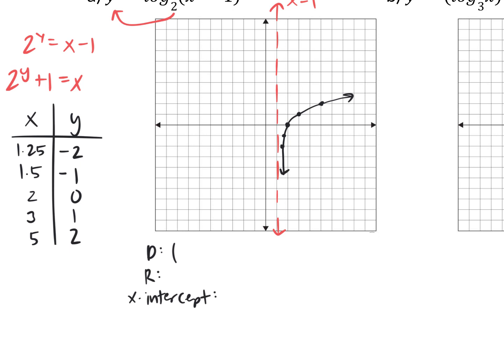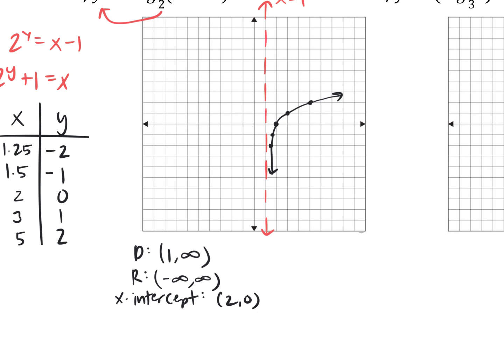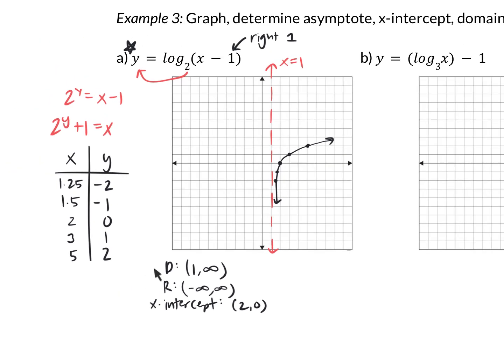So what is my domain going to be? 1 to positive infinity. My range, -infinity to infinity, and my x-intercept would be at (2, 0). We can figure out my domain both by looking at our graph and also, remember, by looking here at our argument. X minus 1, if I set that greater than 0, you get from 1 to infinity still for your domain, yes? If you were just looking at it by hand, you could tell me what that is. Cool.